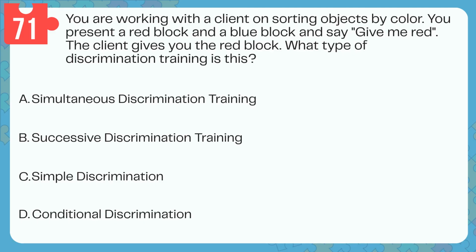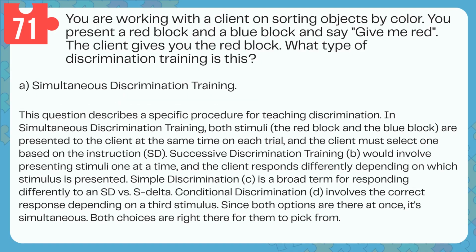A. Simultaneous discrimination training. B. Successive discrimination training. C. Simple discrimination. D. Conditional discrimination. Answer A. Simultaneous discrimination training. Explanation. This question describes a specific procedure for teaching discrimination. In simultaneous discrimination training, both stimuli, the red block and the blue block, are presented to the client at the same time on each trial, and the client must select one based on the instruction, SD.